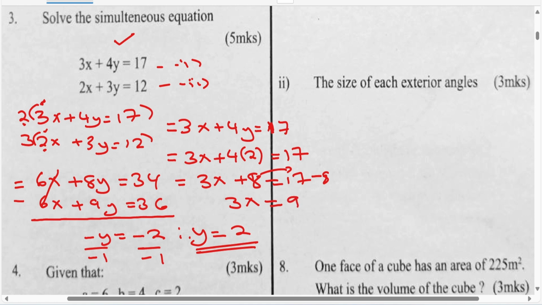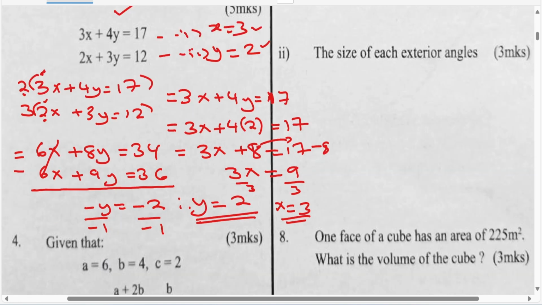8 peleka the other side, itakuwa 3x equal to 17 minus 8, which is basically 9. So, and then divide by 3. Divide by 3, x yako itakuwa ni 3. So your x is 3 and your y is 2. So let me just write it here. X is equal to 3 and y is equal to 2. 5 marks za bure. Hey, let's go to the other question.